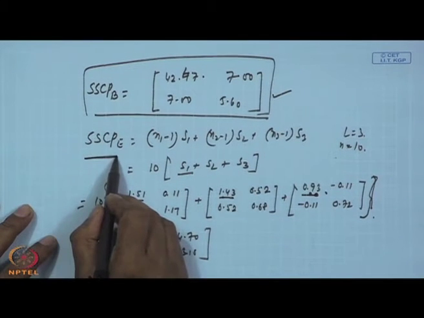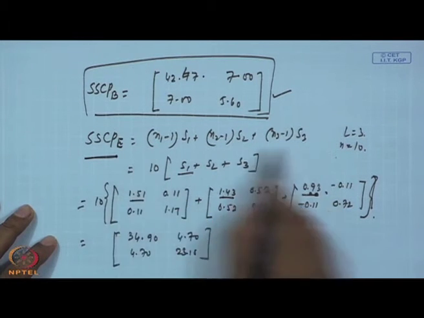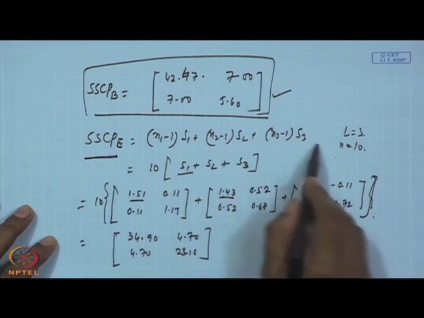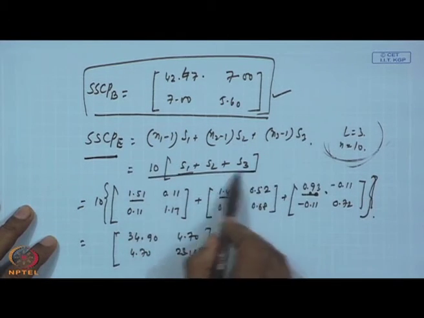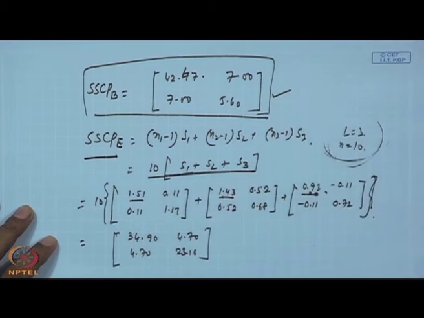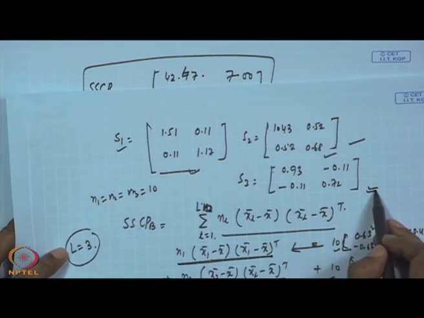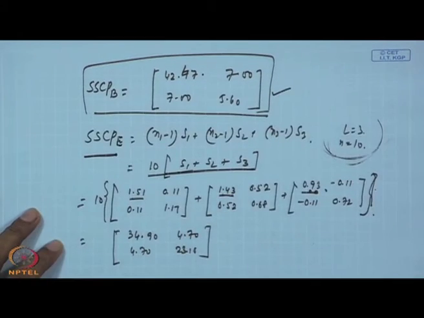Then what we require to know? We require to know what will be the sum square cross product error matrix. The formula is, it will be the sum total of n1 minus 1 S1, n2 minus 1 S2, n3 minus 1 S3, because we have 3 populations, n equal to 10. So, our S1 is this one, S2 is this matrix, S3 is this matrix. So, you are adding 1.51 plus 1.43 plus 0.93, this will be nothing but 3.49, and if you multiply it by 10, it will be 34.90, and in a similar manner you are getting SSCP E.